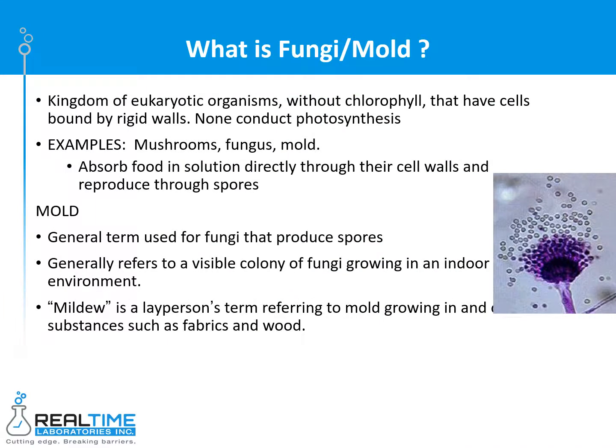The first question we always ask is what is a fungi or mold? It's a kingdom of the eukaryotic organisms, which is where human cells fit as well. They don't have chlorophyll, but they do have cells that are bound by rigid walls. None of these conduct photosynthesis. The examples that we know of are mushrooms, fungus, and mold. They absorb food in solution directly through their cell walls and reproduce through spores, which you see in this picture, these little balls coming off of this flower-shaped organism.